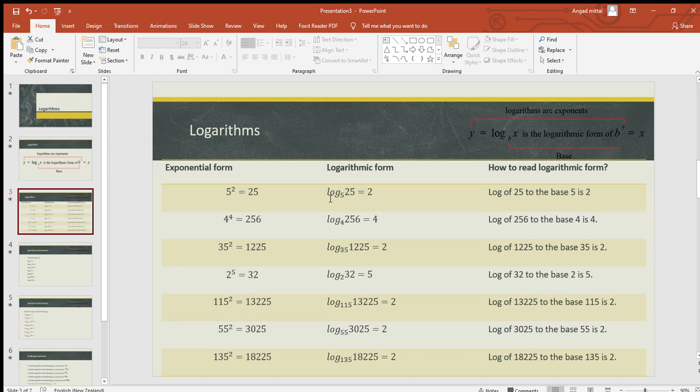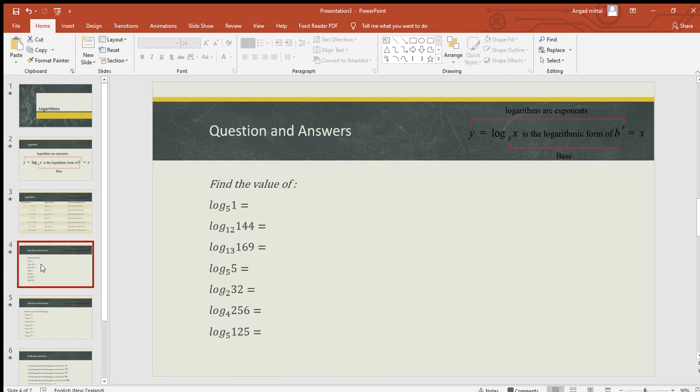You can pause the video for 5 to 10 seconds and practice how to read a logarithmic form, as I said before. Here are some questions and answers. You can pause the video for 5 to 10 seconds in order to find the answers on your own, and then play the video to check your working out and your answers.